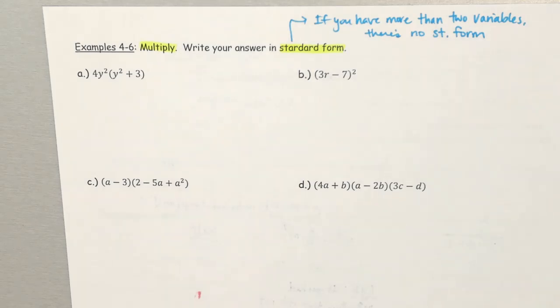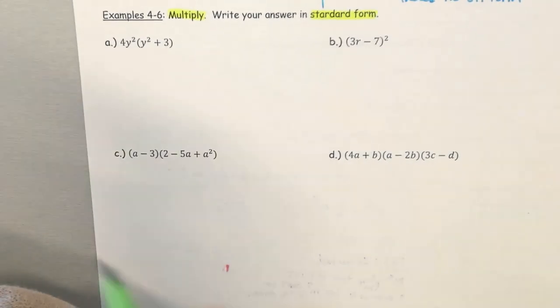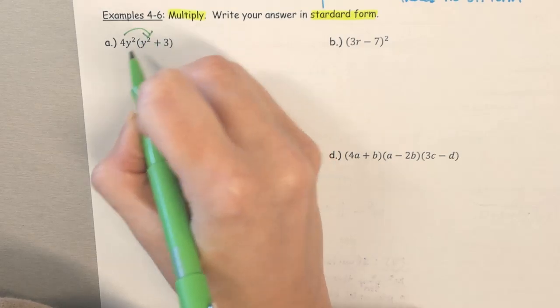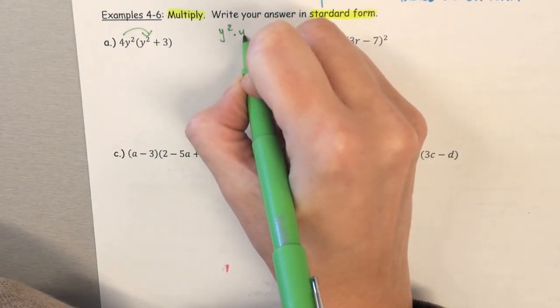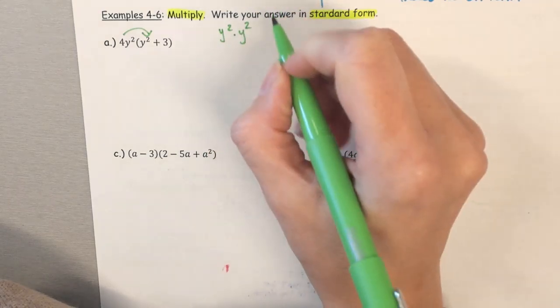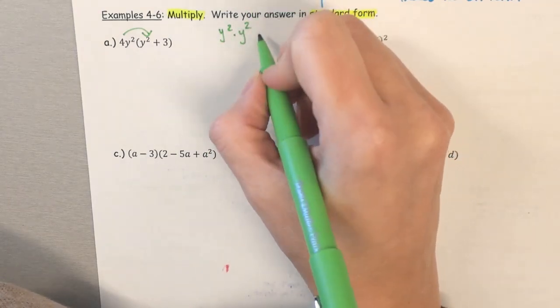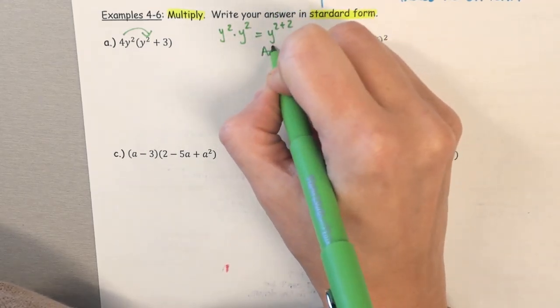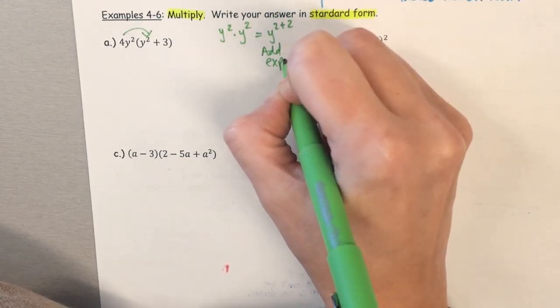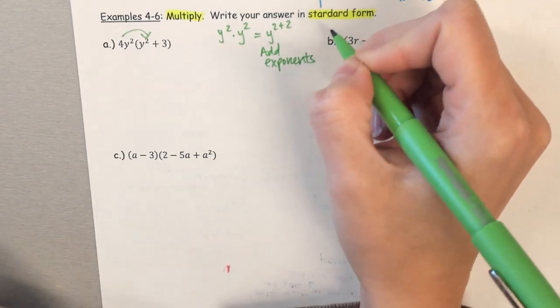Remember the rule when you are multiplying something with the same base. So when you're multiplying these together, you have 4y squared times y squared. When you multiply something with the same base, do you guys remember what you do to the exponents? You add them. So this is like y to the 2 plus 2. Okay, so you have to add the exponents. When you're multiplying, you add your exponents.